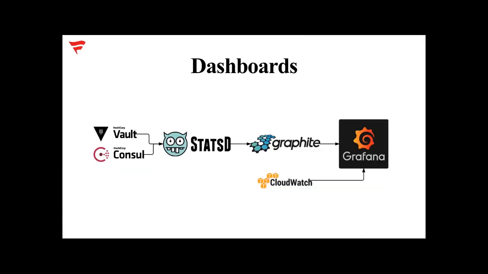And how we solved that? We built some monitoring dashboards using the telemetry data provided by Consul and Vault. What you can do is configure your nodes, Vault and Consul nodes, to send the telemetry metrics to a statsd server. The statsd server is responsible for aggregating all your data and sending it to a Graphite database.